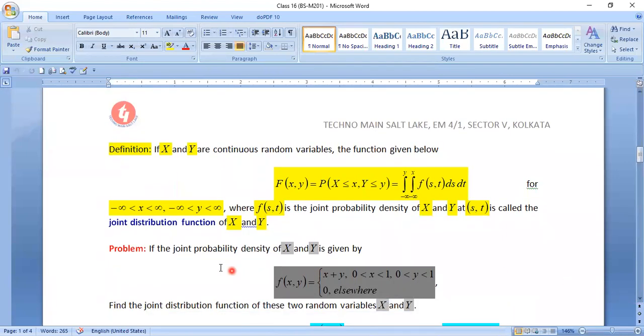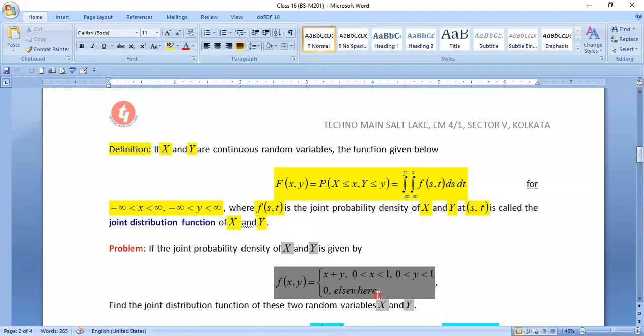Now you have this: if the joint probability density of capital X and capital Y is given by f(x,y), where the function is x plus y, with x lying between 0 and 1, and y lying between 0 and 1, and elsewhere it is 0, we are supposed to find the joint distribution function of these two random variables, capital X and capital Y.